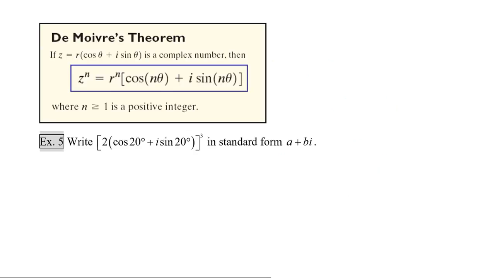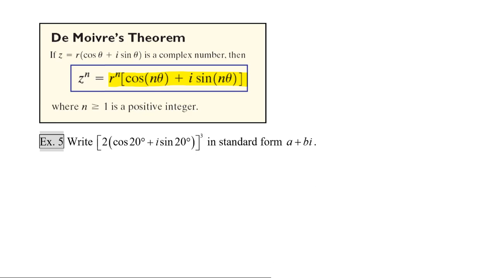So now we've reached DeMoivre's theorem, which is a really elegant way to be able to raise a complex number in polar form to a power. And so DeMoivre's theorem says that if z equals r cis theta, then if we want to raise it to a power n, we're going to raise the r to the power and we're going to multiply theta by the n.